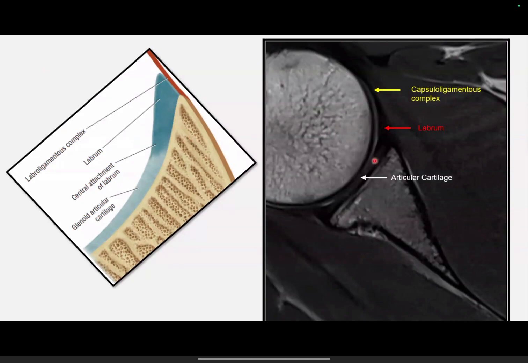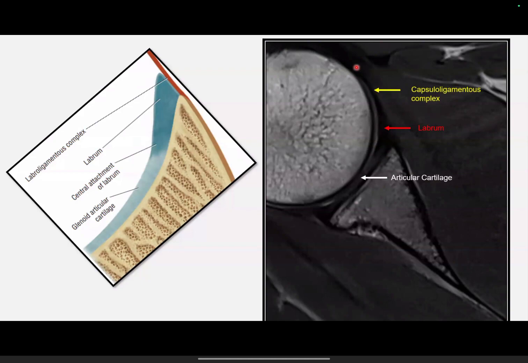On axial anatomy you can see the glenoid labrum; basically this triangular part is the glenoid labrum. On T2 the labrum will most of the time be hypointense on all sequences. You can see here, on this non-fat-suppressed T2 sequence, a nice T2 hypointense triangular labrum. This gray signal is articular cartilage, and where those two merge is the chondrolabral junction.